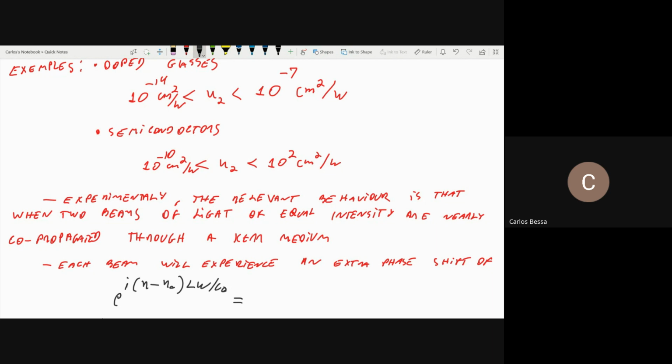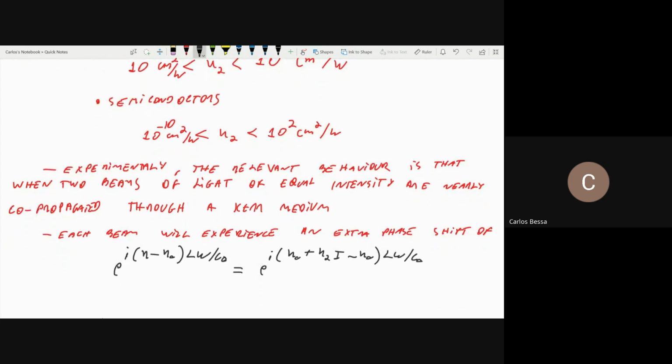So if you use the expression for eta that we found here, eta is eta 0 plus eta 2 I, minus the linear part, eta 0 L omega over C0. So the beams will have this shift, eta 2 I L omega over C0.